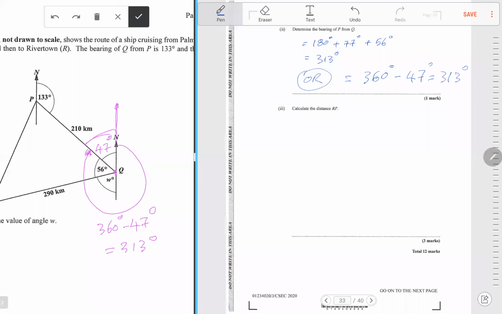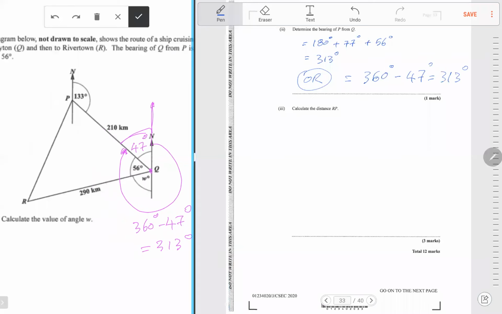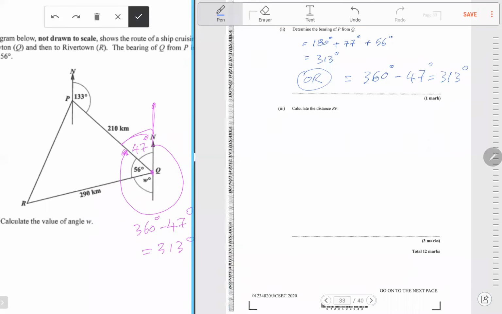All right, next part now wants us to calculate the distance PR. So coming back over on this diagram again, let's clear it again. So we want the distance PR. So we're going to come and work in this triangle now to find PR. PR is this length over here. Right? So we're working a triangle that is not a right angle triangle.